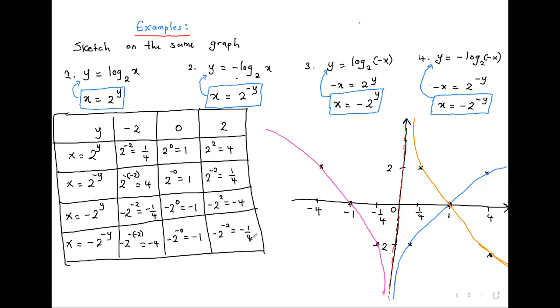So 2, -1/4, 0, -1, -2, -4. And then we have a sketch. So it's going to be of this nature. Like that.